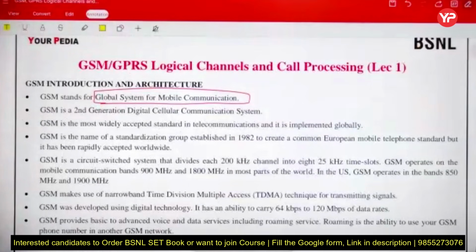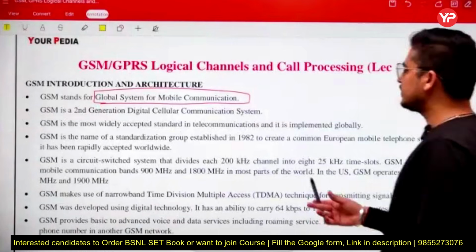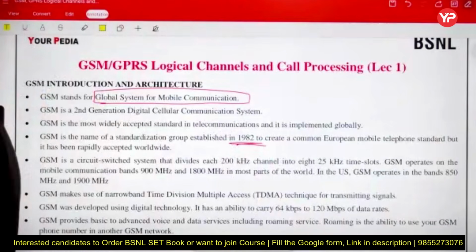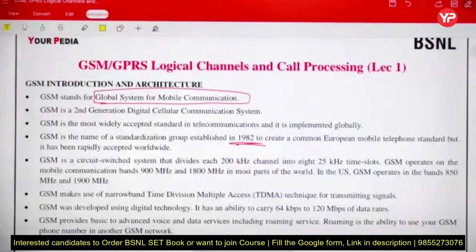GSM is basically a standardization group established in 1982 to create communication for mobile telephones in Europe. But as it became popular in Europe, it was rapidly accepted worldwide, a very fast growing system. First it was established in Europe, then from Europe it spread to all the other parts of the world.